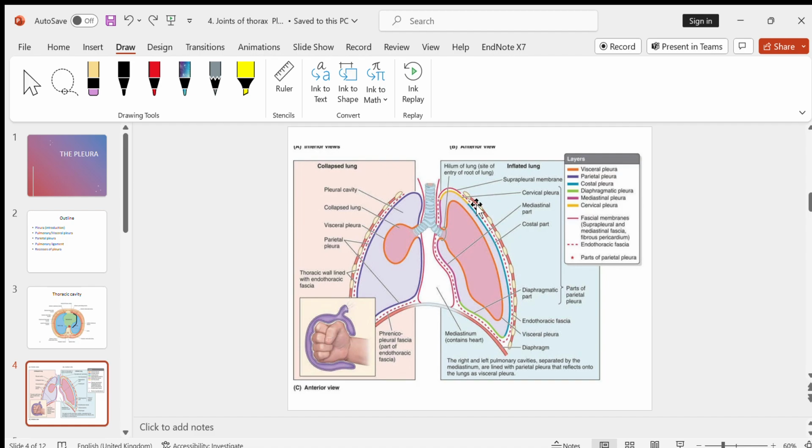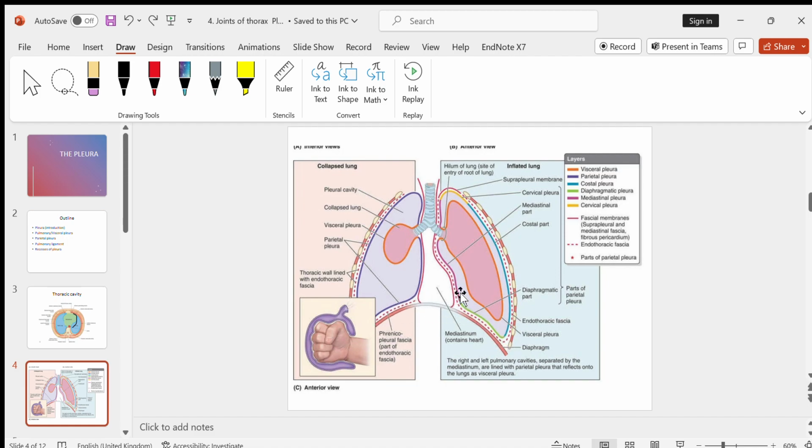Next is the costal pleura. This blue line, as you can see, is the costal pleura. Why is it called the costal pleura? Because this is immediately inside the costa, the ribs. Then this green line is the diaphragmatic pleura. It is called the diaphragmatic pleura because it is in proximity with the diaphragm. As you can see, this is the dome of the diaphragm.